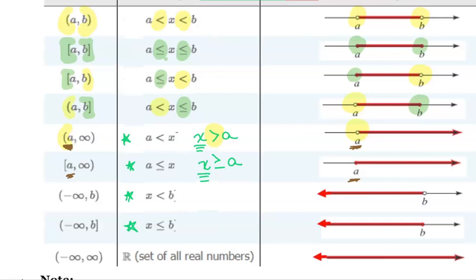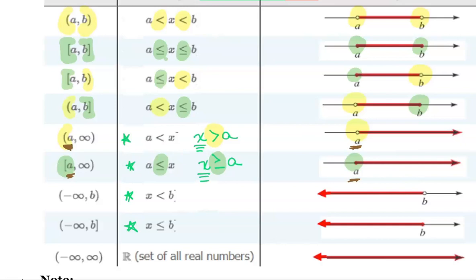For the next one, I have a bracket. Well, you should give me a bracket because you saw that I could equal a, and that's why I have a filled in circle over here. Okay, two more to do.